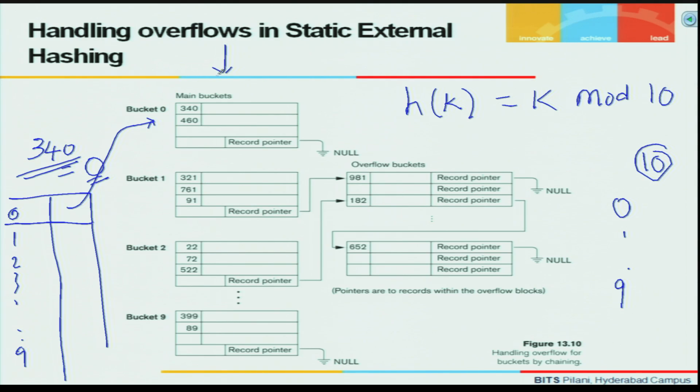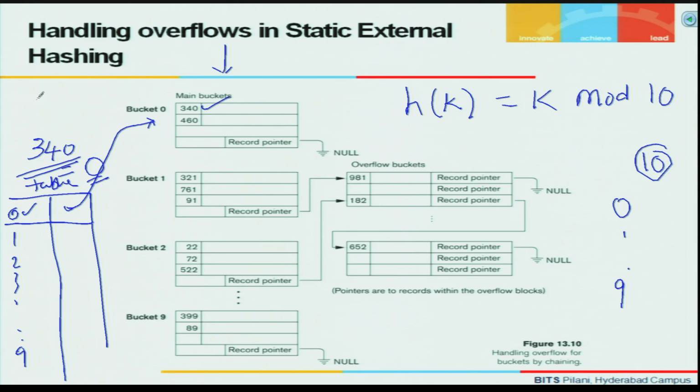This is the physical block, and this is the table which is used for lookup to find the physical block address for the bucket number, which is the result of applying the hash function. For 340, when I apply k mod 10, the result is 0. Then I go to the table, find the address of the actual bucket, go there and put the record.